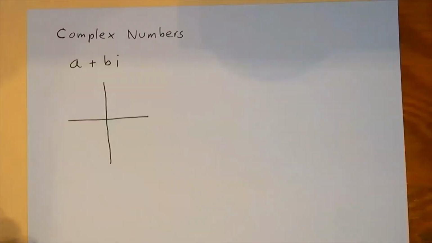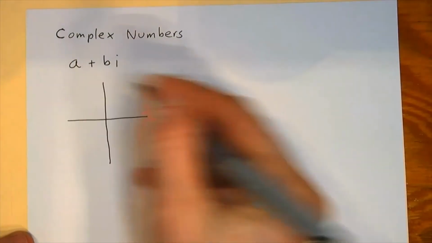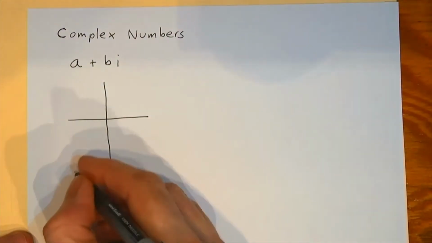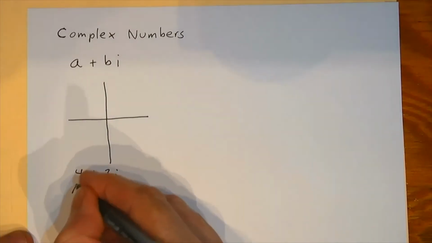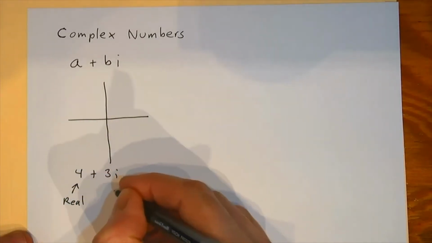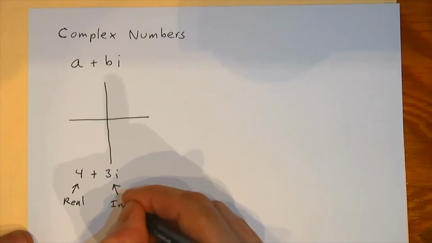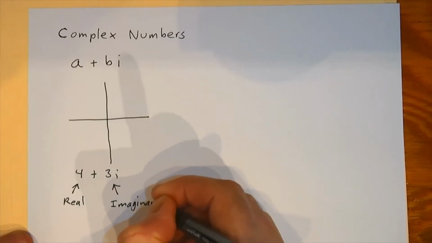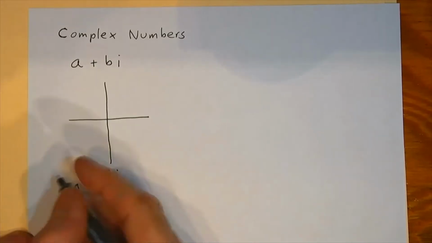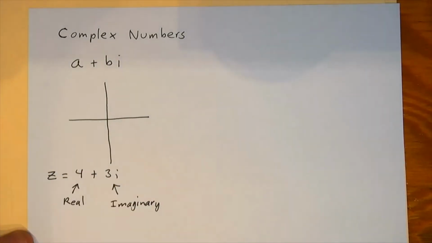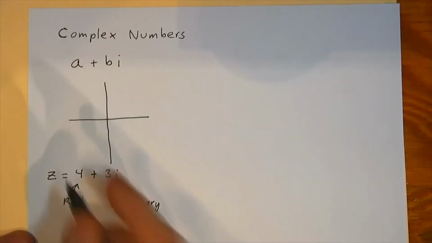Okay, so you may remember complex numbers have this form a plus bi. What do I mean by a plus bi? Well, let me put a number here, like 4 plus 3i, where 4 is a real number and this 3 is the imaginary part. Together, it's called a complex number. And sometimes people use the letter Z to refer to it, because we had X and Y already, so why don't we use Z?